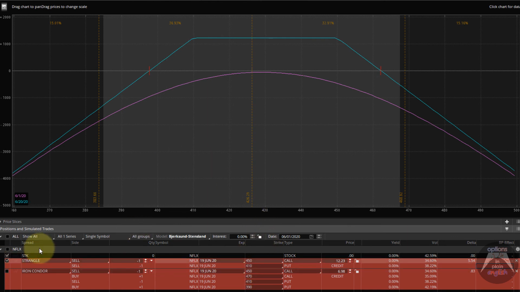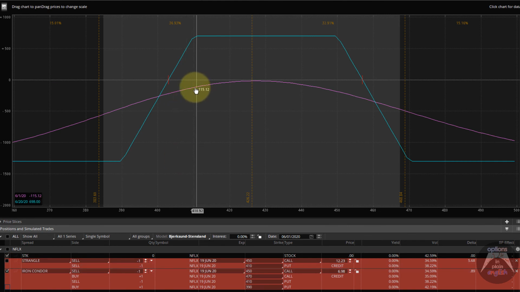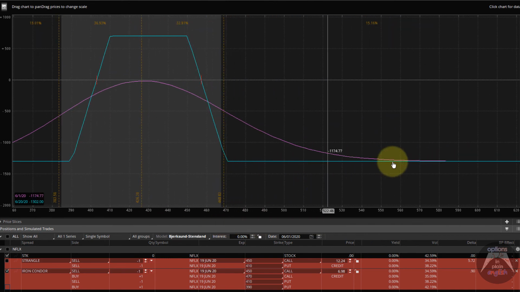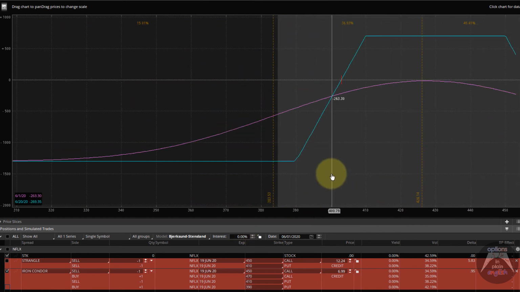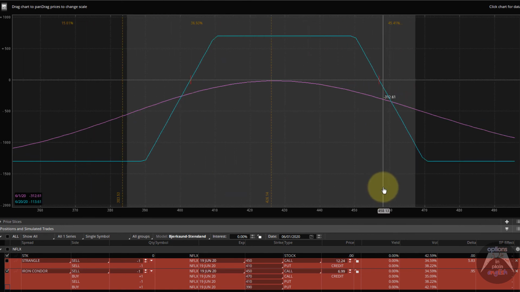Now let's analyze the Iron Condor here. $1,200 is what I'm getting as credit. The Iron Condor has the same shorts, 410 and 450, but now I'm adding the long at 390 and the long at 470, which is capping my losses. So no matter how high it goes, my loss is always going to be limited to the width of the spreads minus the amount that I received as credit. So this is the advantage of having an Iron Condor versus a Strangle.